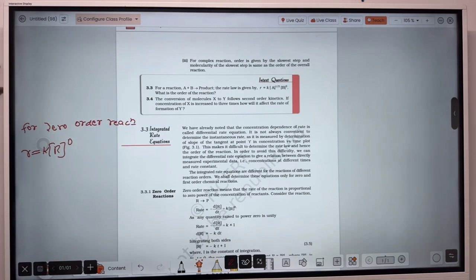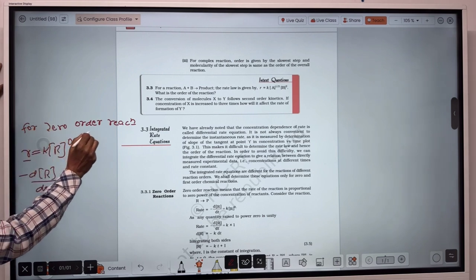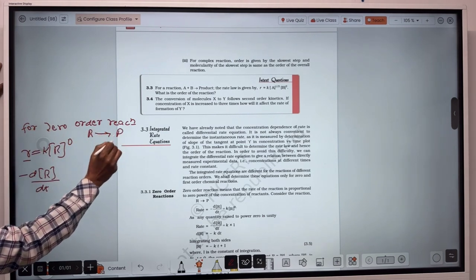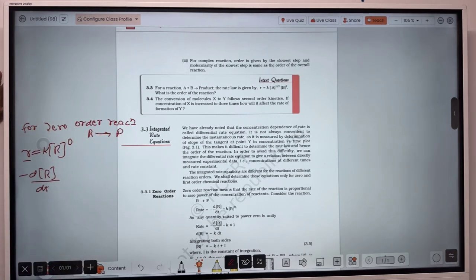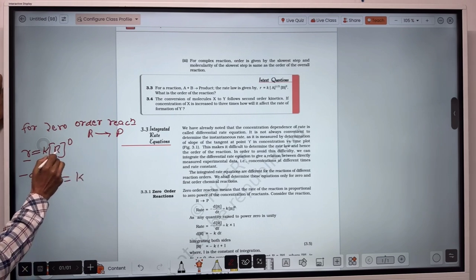For a zero order reaction, the rate of reaction is equal to the rate constant times the concentration of reactant to the power 0. Now the rate of reaction we can write as minus dR by dt. Any reaction taking place here gives a product P. So the rate of reaction is the rate of decomposition of R, and that will equal k times the concentration of reactant to the power 0.